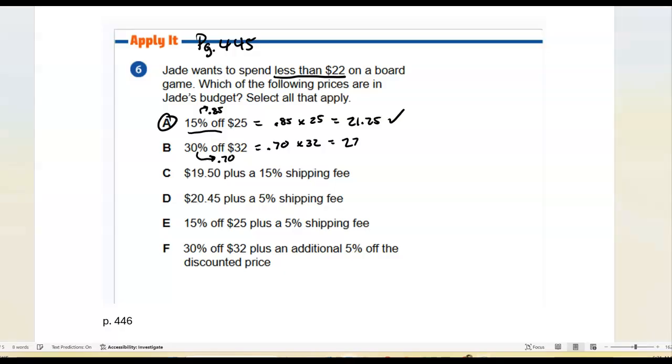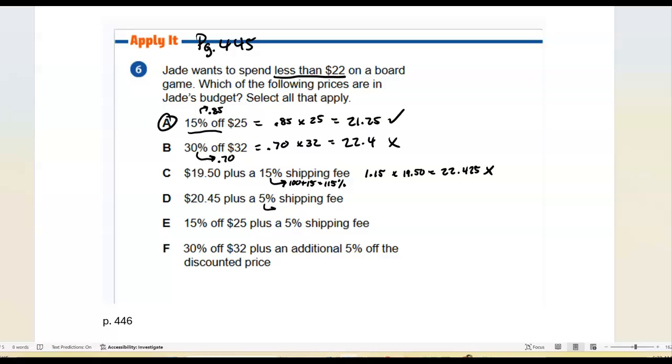That gets you 22.4. Nope, can't do that. That's more than $22. $19.50 plus a 15% shipping fee. Well, plus a 15% shipping fee would be 100 plus 15, or 115%, which is really 1.15 times 19.50. That gives you 22.425. So again, nope, can't do that.